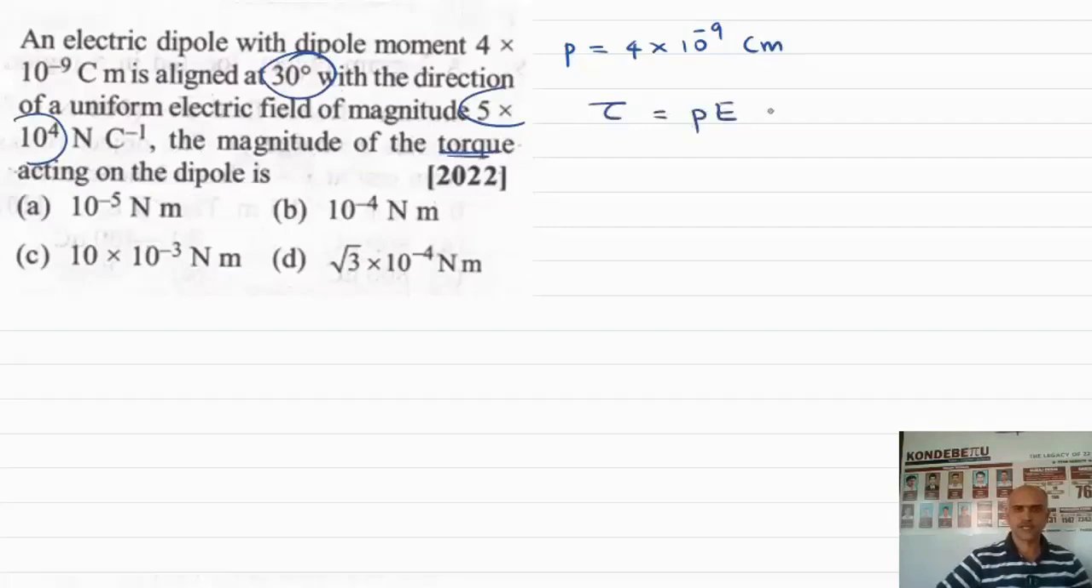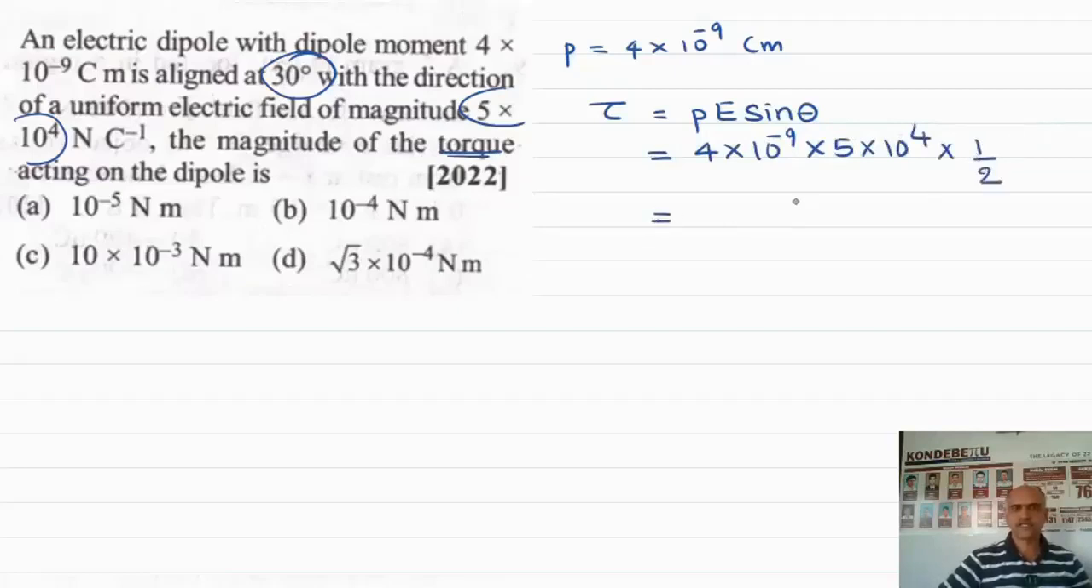Torque is given by PE into sin theta. So substitute, P is 4 into 10 raised to minus 9, E is 5 into 10 raised to 4, sin 30 is 1 by 2.